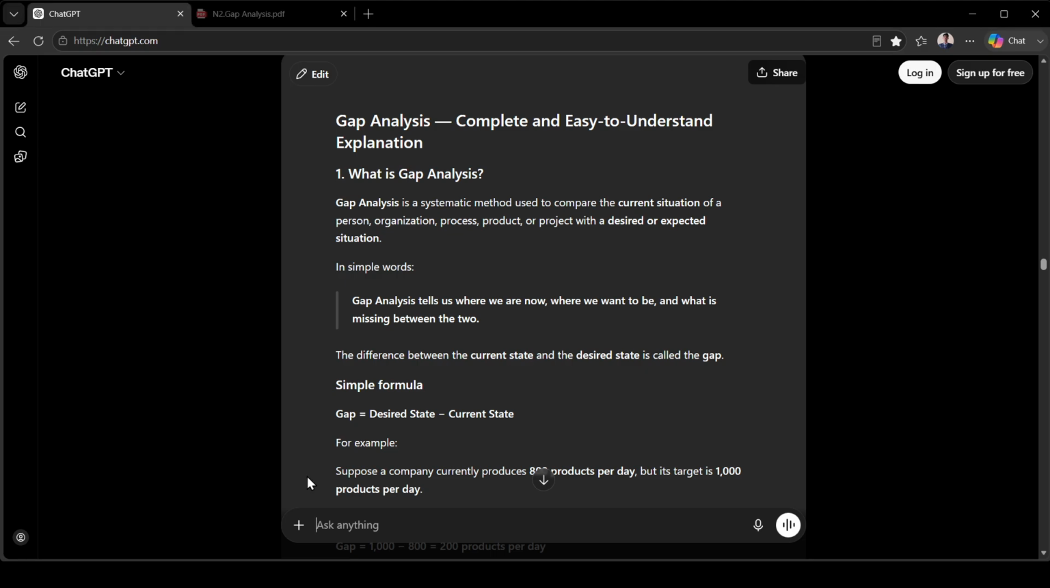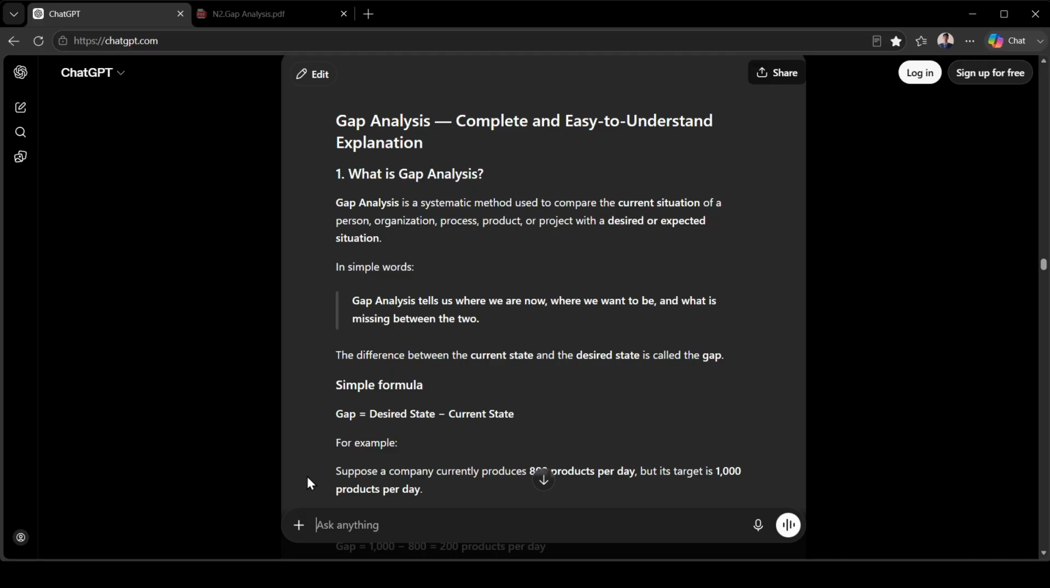Gap analysis. What is gap analysis? Gap analysis is a systematic method used to compare the current situation of a person, organization, process, product, or project with a desired or expected situation. In simple words, gap analysis tells us where we are now, where we want to be, and what is missing between the two.